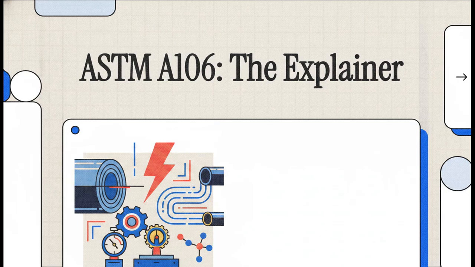Let's jump right in. Welcome to today's explainer. We're tackling a critical component that quietly, yet literally, powers some of the most intense industrial operations on the planet. Our main goal today is to answer one huge question. What exactly is ASTM A106 steel pipe and where do we actually use it?